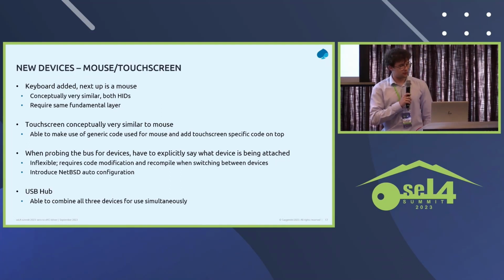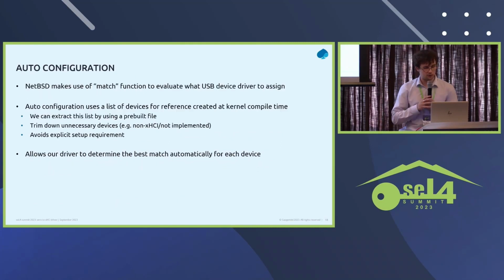So we then introduced NetBSD's autoconfiguration. That makes use of something called a match function, where it looks at the device description when you probe the bus, and it says which device it's going to assign it to. It has a big list of devices for reference created at NetBSD kernel compile time, which obviously we don't have because we're not actually compiling a NetBSD kernel.